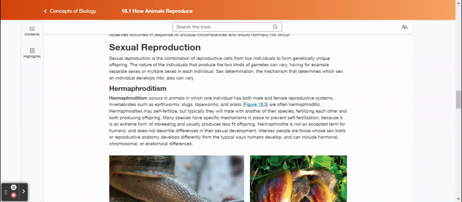Sexual reproduction. Sexual reproduction is the combination of reproductive cells from two individuals to form genetically unique offspring. The nature of the individuals that produce the two kinds of gametes can vary, having, for example, separate sexes or multiple sexes in each individual. Sex determination, the mechanism that determines which sex an individual develops into, can also vary.